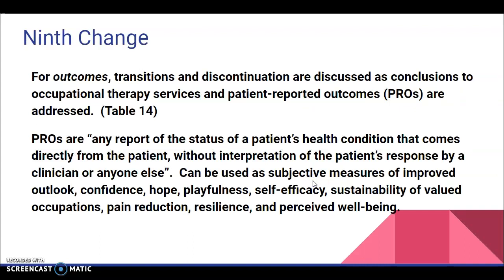So under the ninth change for outcomes, they address transitions and discontinuation as reasons to conclude occupational therapy services. And they also address patient-reported outcomes, PROs, which are any report of the status of a patient's health condition that comes directly from the patient, without interpretation of the patient's response by a clinician or anyone else. It can be used as a subjective measure of improved outlook, confidence, hope, playfulness, self-efficacy, sustainability of valued occupations, pain reduction, resilience, and perceived well-being.